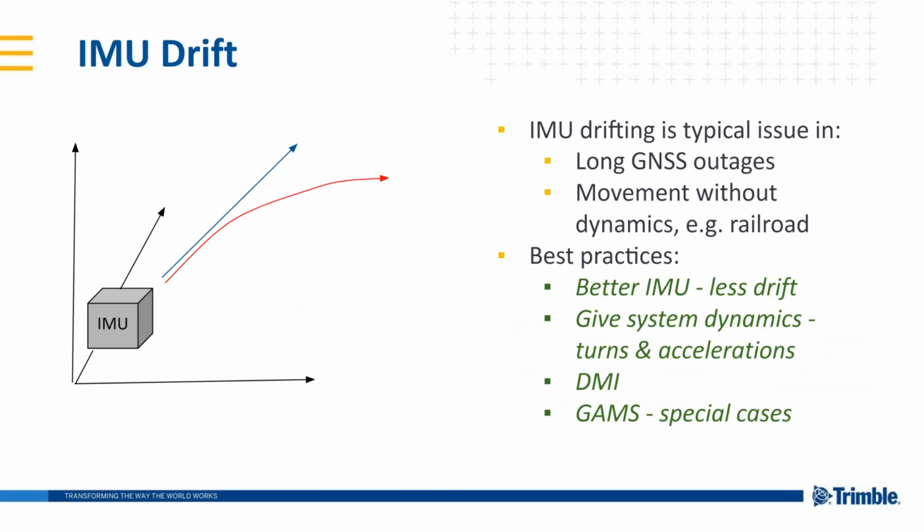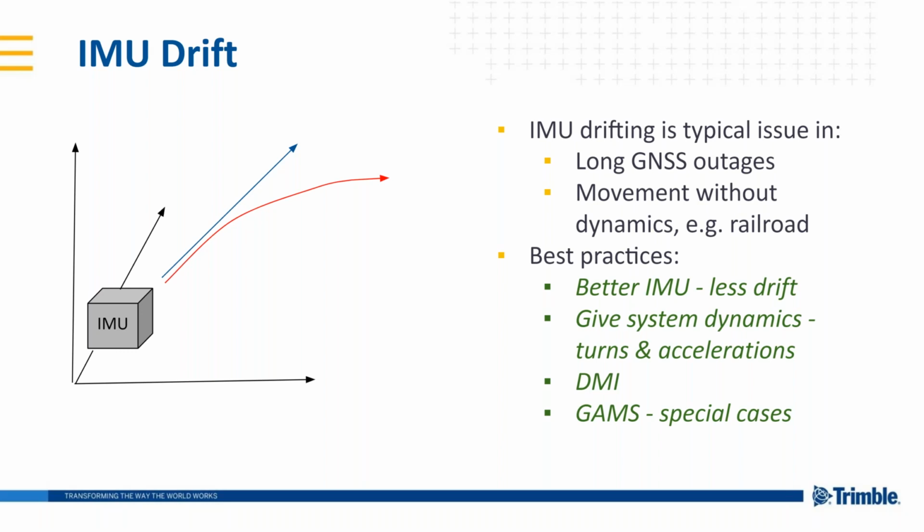And as I said, I will talk a little bit more about the IMU drift. This is a typical issue in some cases. So if you look at the figure on the left, there's the IMU moving in a coordinate system. The blue arrow means that this is what we are actually doing. So we're going in a straight line, not too much dynamics. And the red line is what the IMU might give you. So it's drifting to the right in this case.